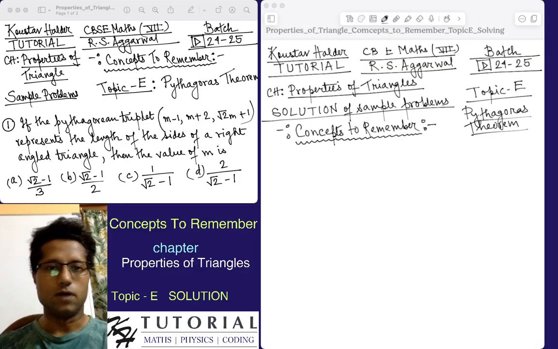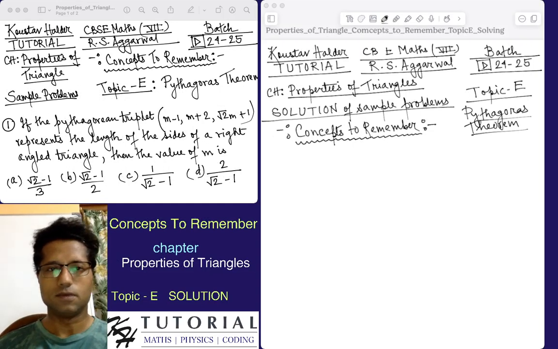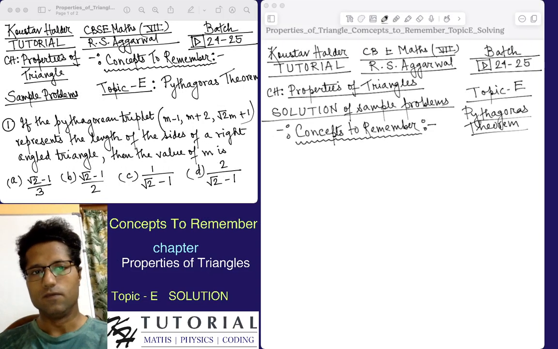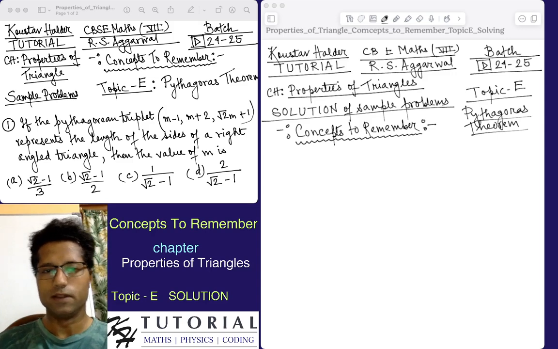Okay, so I have the sample problems on the left hand side. This is topic E, sample problems of topic E. If you have not watched the topic A, B, C, D, E on the chapter properties of triangle related to concepts to remember, I highly suggest that you watch them. These videos are inspired from the things to remember that you will find at the end of every chapter of mathematics in most standard textbooks of Indian authors.